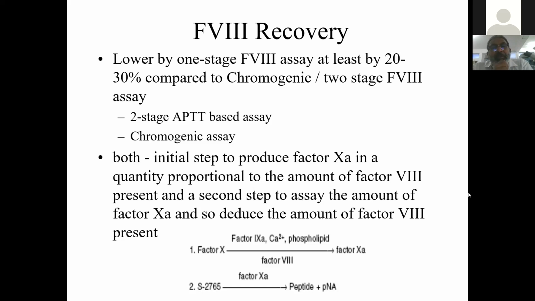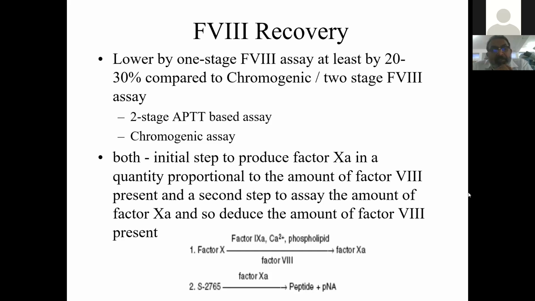So what is happening in the chromogenic assay? It is also a two-stage process. The initial step is to produce factor Xa in a quantity proportional to the amount of factor VIII present in the patient. So the factor VIII will combine with factor IXa and convert factor X to produce Xa. That is entirely dependent on how much factor VIII is there, because how much IXa is there is already well known. There'll be a little bit of thrombin there, because thrombin will convert factor VIII to VIIIa. That will allow the formation of the complex, where X will be attached to the IXa and VIIIa, and they'll convert X to Xa. So it's entirely dependent on how much factor VIII is there.